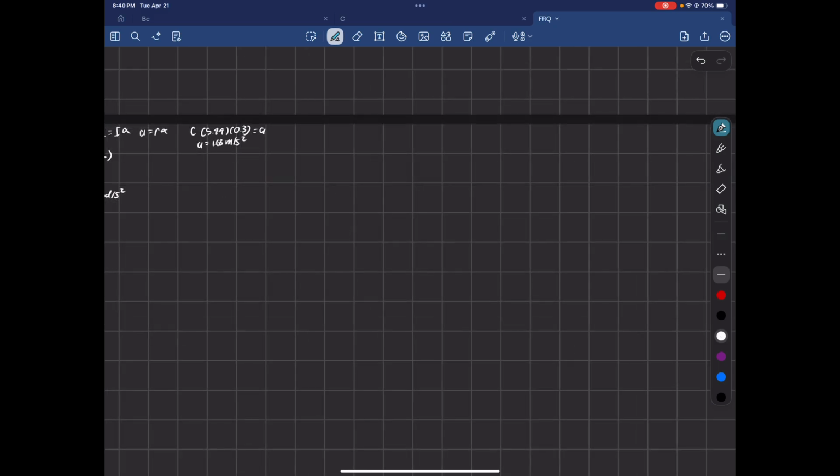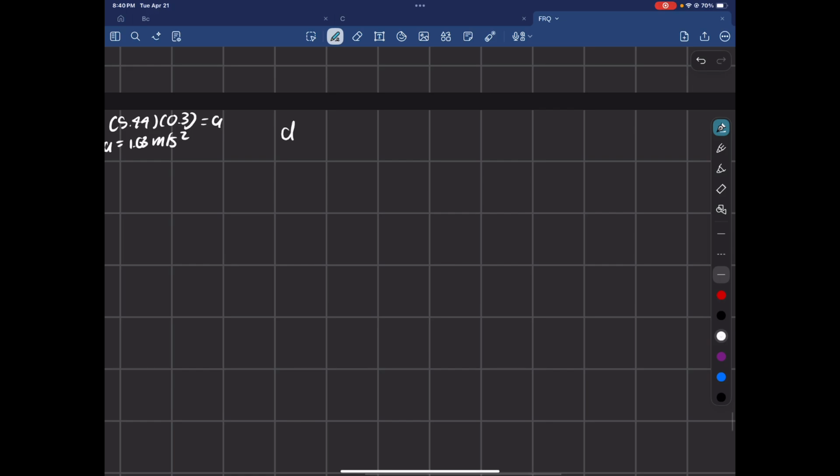So part D is asking for the number of revolutions after 5 seconds. So theta is equal to omega initial t plus 1/2 alpha t squared. It's initially at rest, so this term is just 0. So we just have theta is equal to 1/2 alpha t squared. We're given every value here. So when you plug in all the values, you find that it's 10.82 revs.